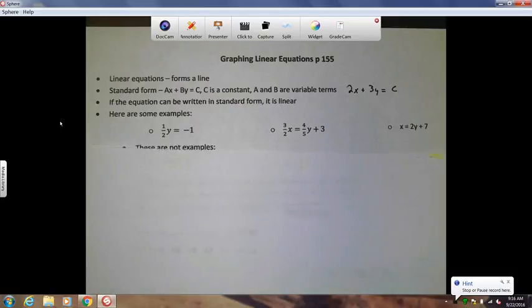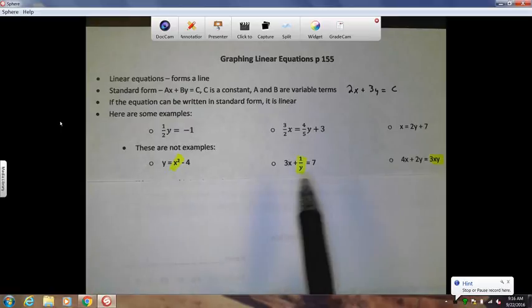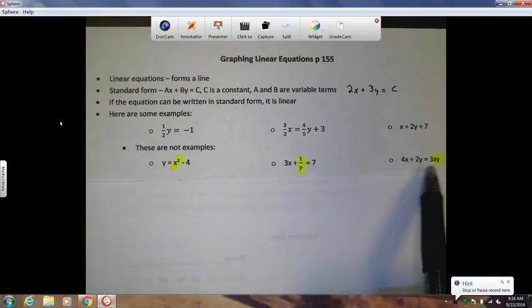These cannot. And I've highlighted the reason they cannot be, so make sure you remember that. The first one cannot be because it has a variable that's squared. That cannot be linear. This one has the variable y in the denominator. A variable in the denominator will not be a linear equation. And this one has an xy. You have xy together, so that's a completely separate term, so that would not be a linear equation.